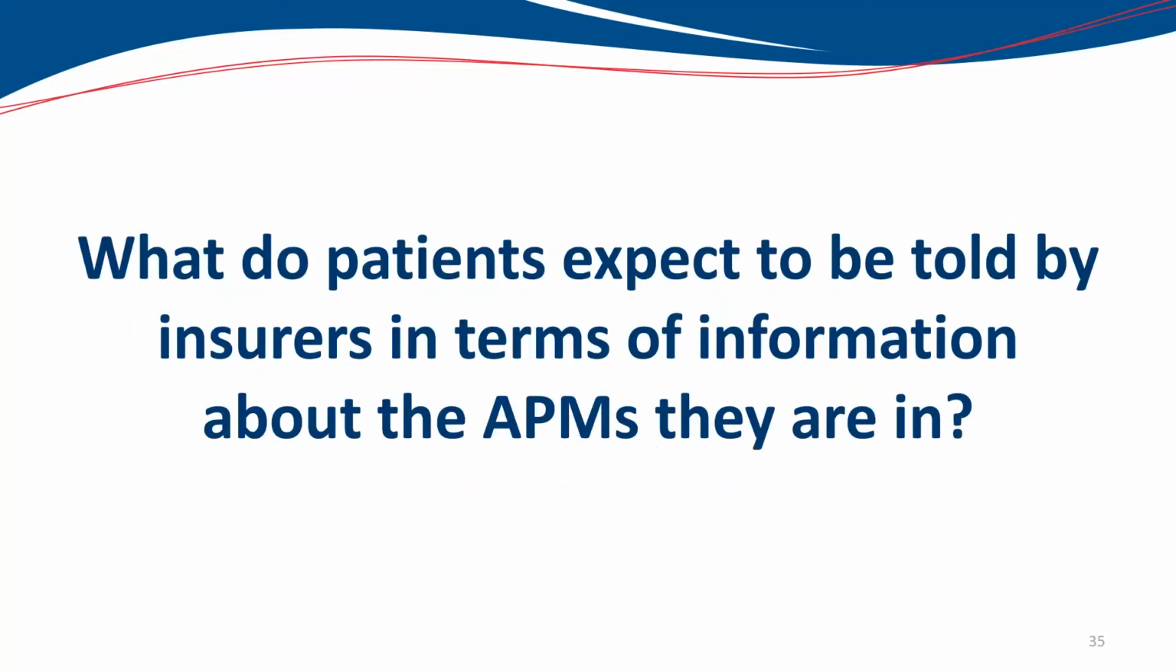In terms of transparency, what do you think patients expect to be told? I mean, in terms of the APMs that they're in, of course we expect them to be told that they're in an APM. What other kinds of information do they need? What are the other things that they expect to hear from the insurers, the providers, the administrators of these programs about the programs that they're in, not just simply the fact that they're in one?